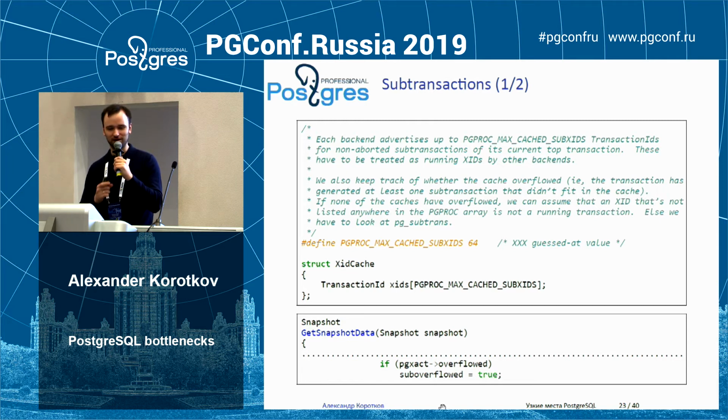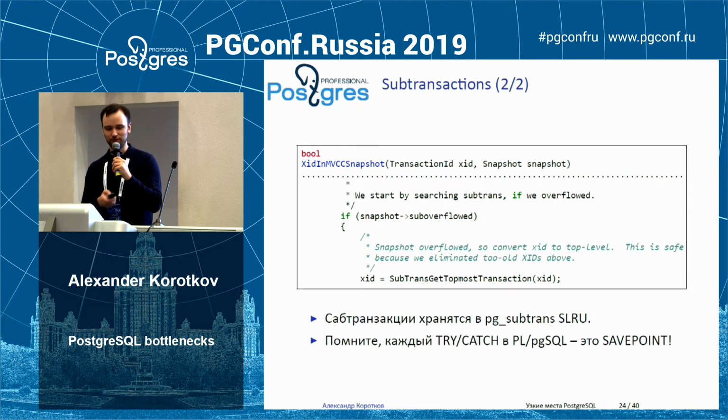And if one current transaction is overflowed, then the whole snapshot becomes overflowed. And what happens with the overflowed snapshot? Now, when we check the visibility, we cannot just simply tell whether we see it or not. We need to actually find out whether this ID is the ID of a subtransaction, and if it is a subtransaction, the parent transaction is stored in this special data structure.